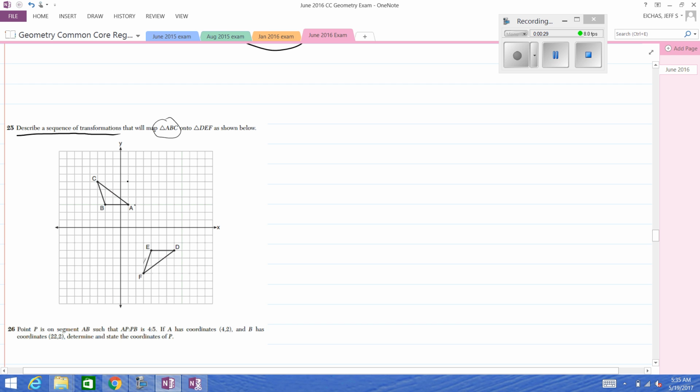Let's see, it looks like we're going to translate. Let's just make sure. What we have to do is make sure we get a sequence that takes angle A onto angle D, angle B onto angle E, and so forth. So it looks to me like I'm going to translate to the right 6, and then probably, let's look at that. Yes, perpendicular bisector, okay. So initially it looks like we're going to translate right 6, and then line reflect.